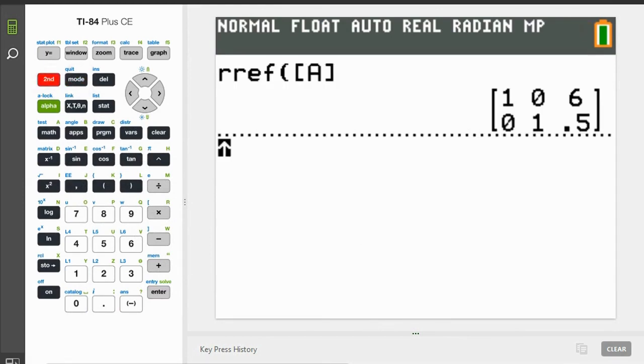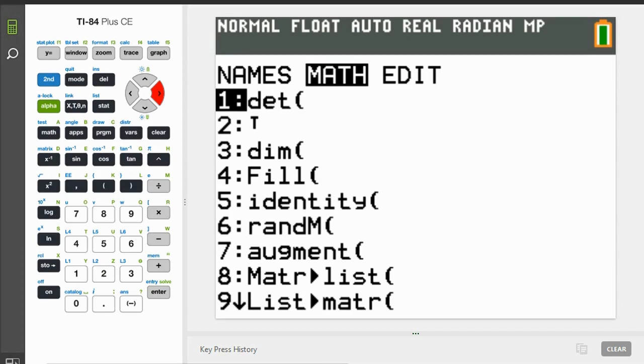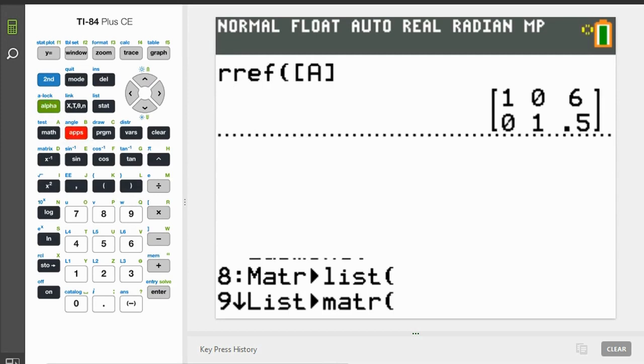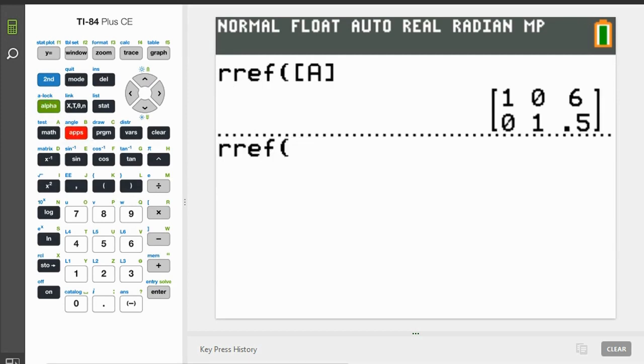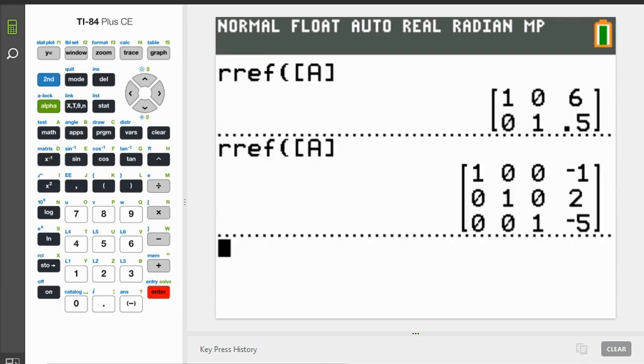I'm going to quit, go to matrix, math, option B. I don't have to scroll all the way down. I can actually hit alpha B, and then that gives me the RREF. And then second matrix, I can choose matrix A, and once again, it will give me the answer. So x equals negative 1, because 1 is in the x spot. 0x plus y plus 0z, so that means it gives me y equals 2, and z equals negative 5.